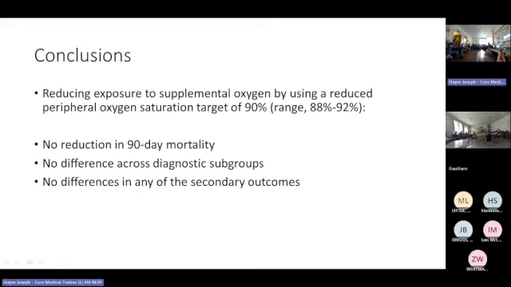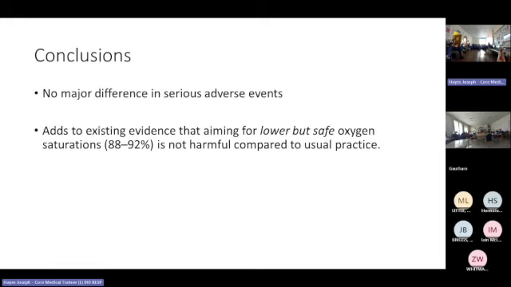The conclusion of the UK-ROX trial specifically was that reducing exposure to supplemental oxygen by using a reduced peripheral oxygen saturation target of 90% showed no reduction in 90-day mortality, no difference across diagnostic subgroups, and no difference in any of the secondary outcomes. But equally, there was no major statistically significant difference in serious adverse events. And this adds to the existing evidence that aiming for lower but safe oxygen saturations, such as 88 to 92, is not harmful compared to usual practice.